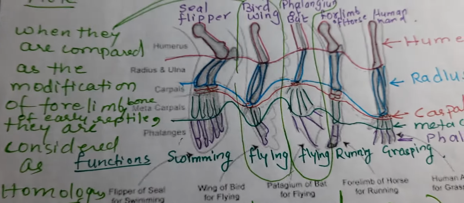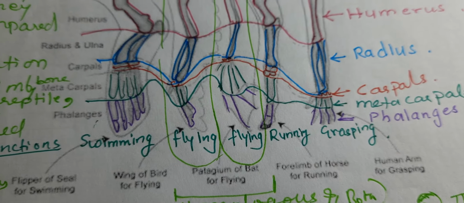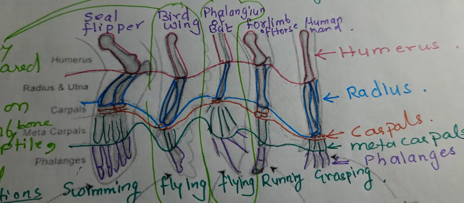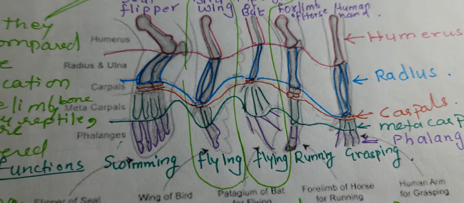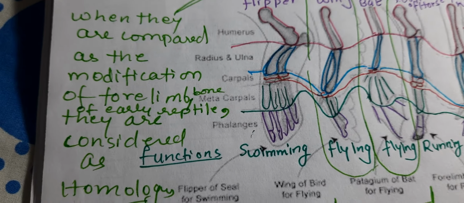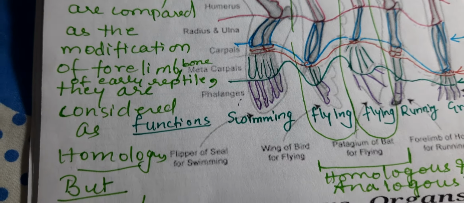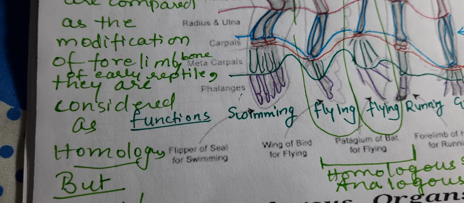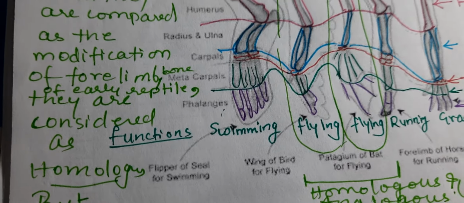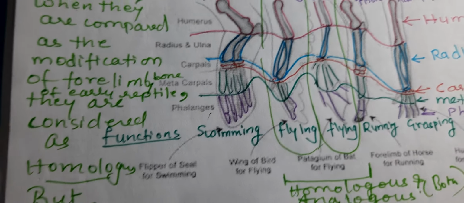Now here you need to consider these two. Let's talk about the comparison between the bird and the bat. When they are compared as a modification of the forelimb of an early reptile, then they are known as homology. Here we are talking about the bird, because it is said that birds have evolved from reptiles, whereas the bat has evolved from mammals.